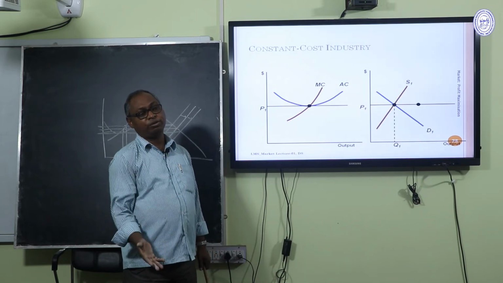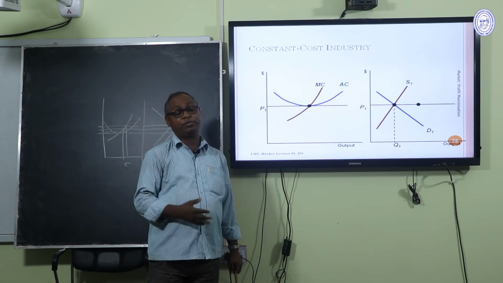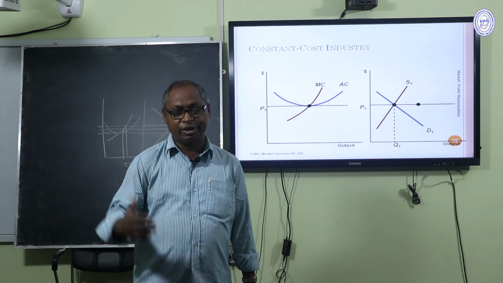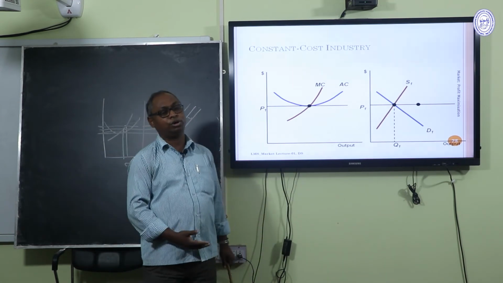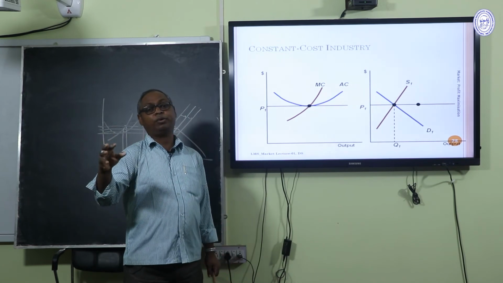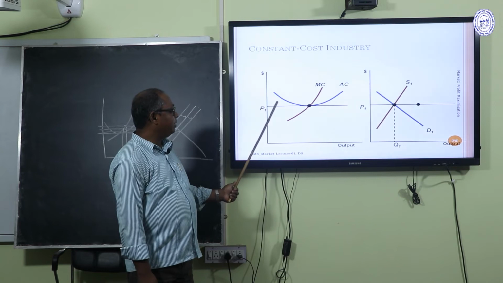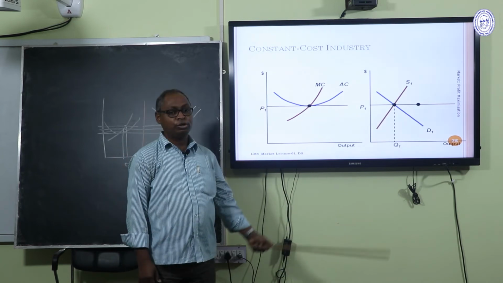And if that will happen, then what will happen? If more and more firms enter the industry, then what happens? All the firms, existing firms and new entrants, will make a loss. And by seeing this loss, again some of the firms go out of the business, and ultimately P will remain at P1. So this is shown here.